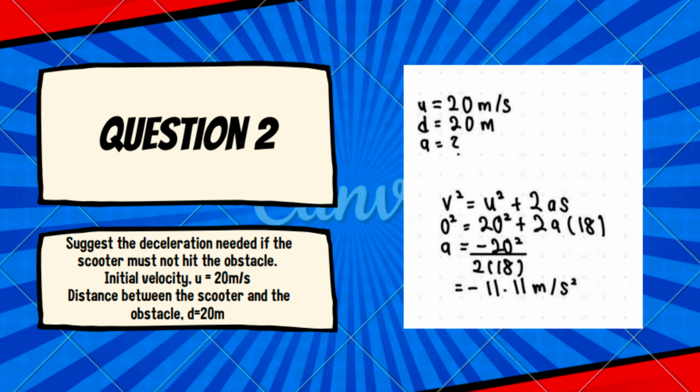Okay, next, question 2. Suggest the deceleration needed so the scooter does not hit the obstacle. Initial velocity is 20 meters per second. Distance between the scooter and the obstacle is 20 meters. According to the information given, we use the same formula as question 1, v² = u² + 2as, and substitute the information. We will get the acceleration equal to -11.11 meters per second squared. And that's the answer for question 2.